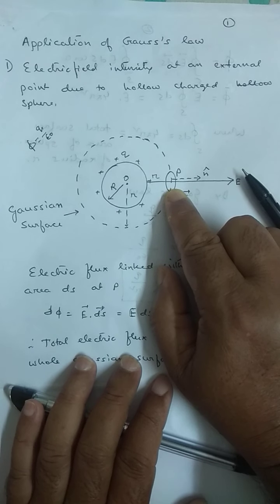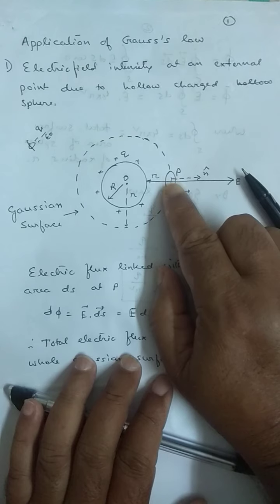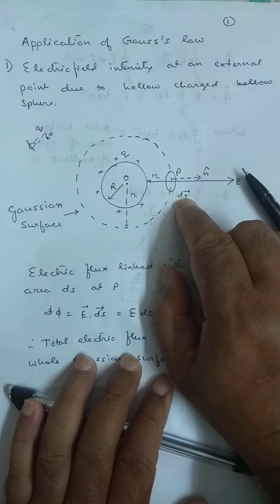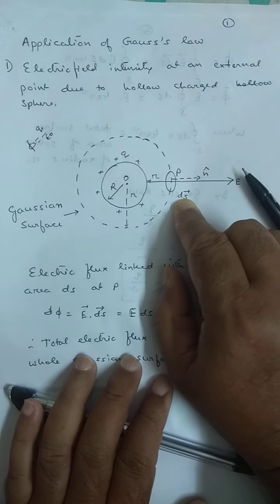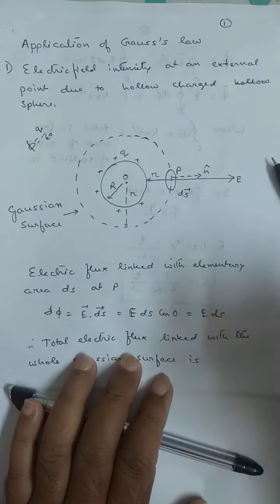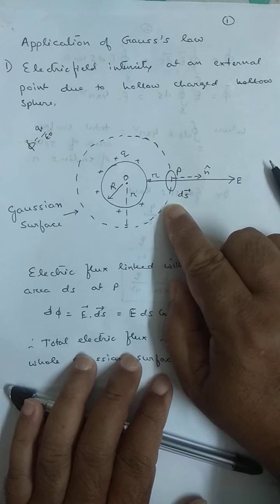Now I want to calculate the electric flux linked with or passing through this elementary area ds. What is the definition of electric flux? Electric flux is the dot product of electric field intensity with the area vector.